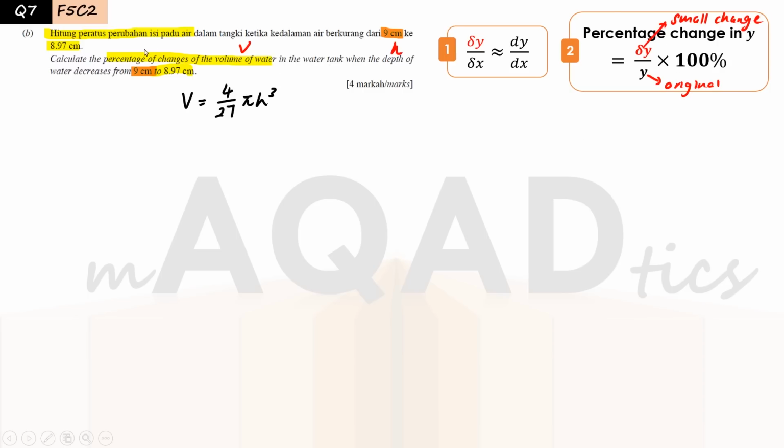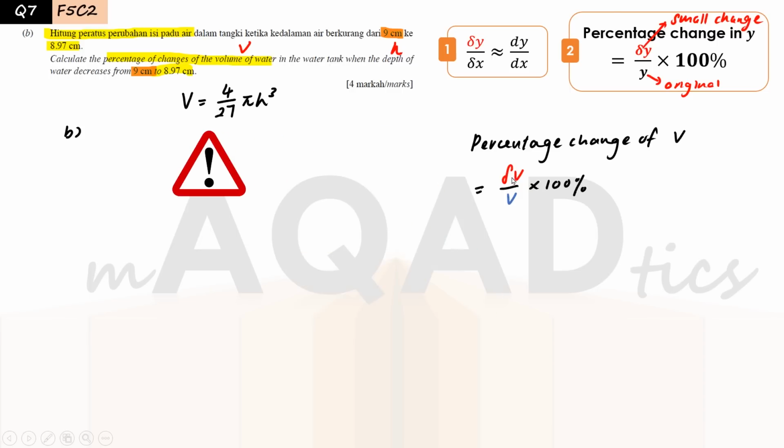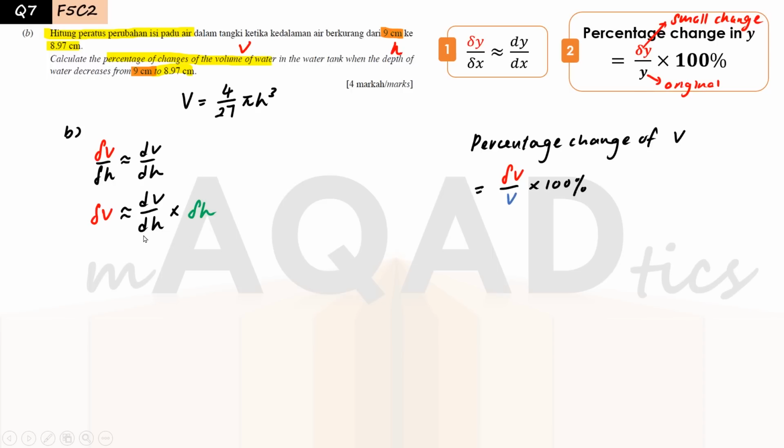So now we need to find the percentage change of V. So for all the y's here, I'm going to change it to V. Okay, so again, we need to find two things. One is the small change of V, and the other one is the original value of V. So to find the first one, which is delta V, we can use this formula. And for the x here, I'm going to change it to h because we have an equation which relates V and h. So there's a relationship between these two unknowns. Now if I want to find delta V, I'm going to move delta h to the other side, and now I need to find these two things.